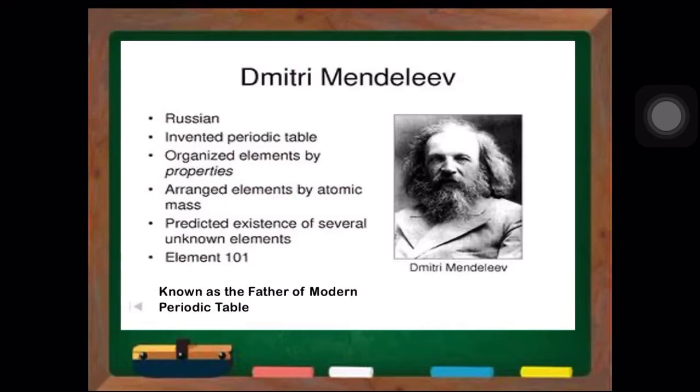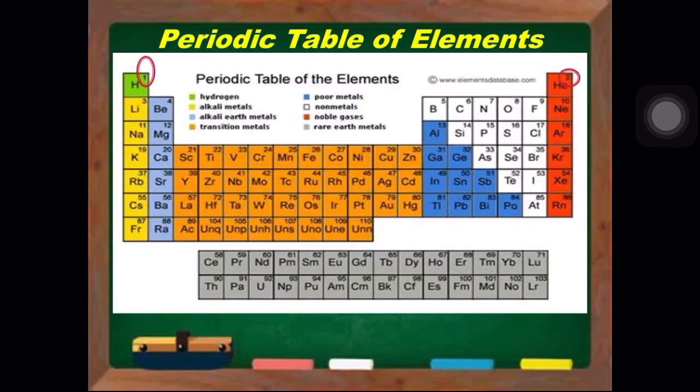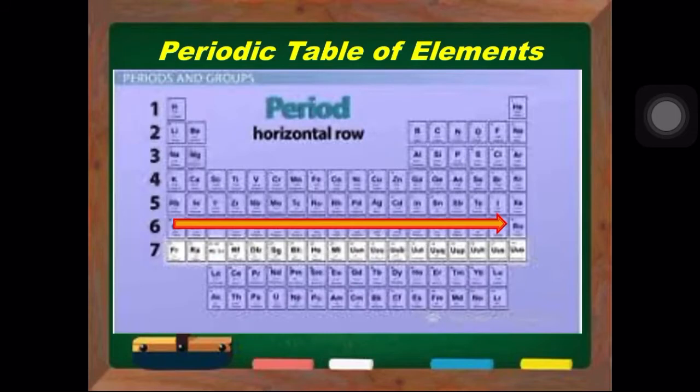Have you seen a periodic table? Okay, let's take a look at this. This is the periodic table of elements. Elements are arranged based on their increasing atomic number from left to right in a period. From top to bottom, the horizontal rows describe the energy level. We call them periods.